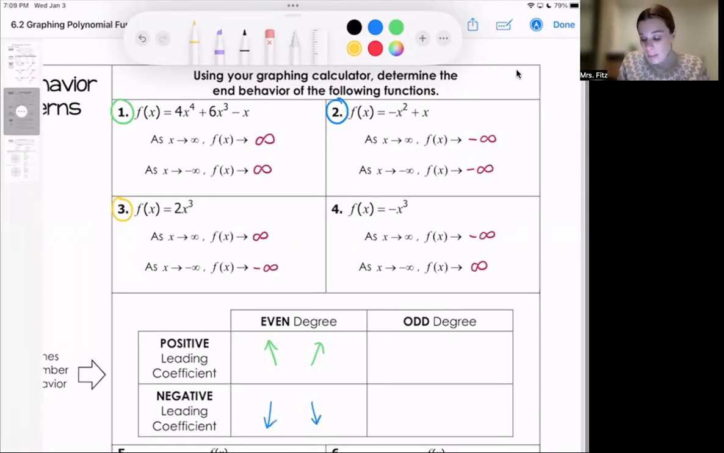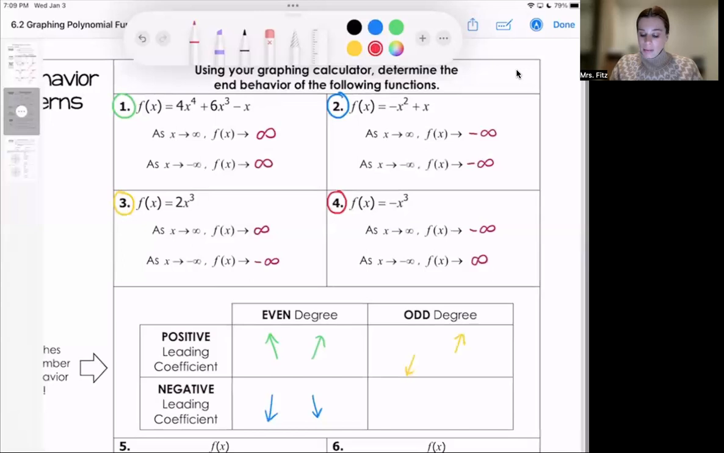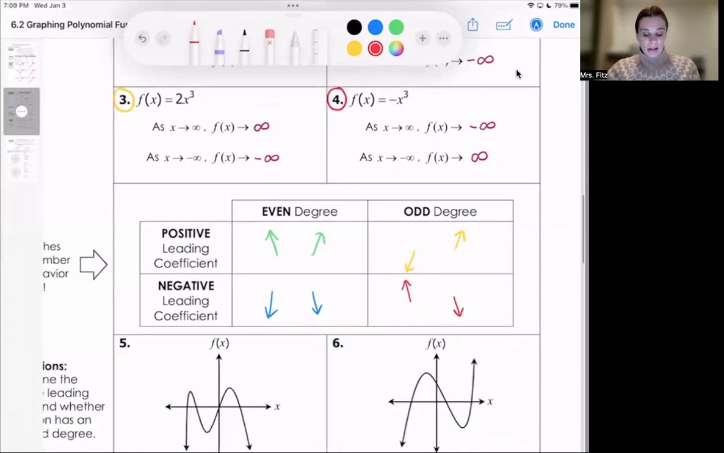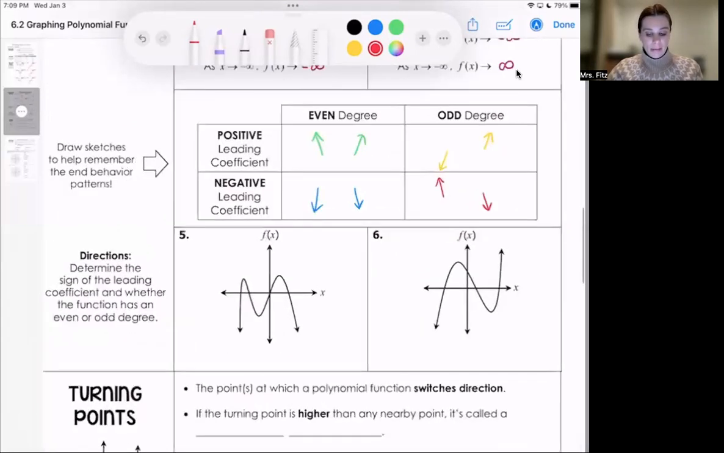Okay. Number 3, if you have a positive leading coefficient and an odd degree, to the right it points up, and to the left it points down. And then finally, number 4 was our example of a negative leading coefficient and an odd degree. To the right, it points down, and to the left, it points up. And then it does something in the middle, but that's kind of what the edges of the graph look like. Okay, let's move on to numbers 5 and 6.